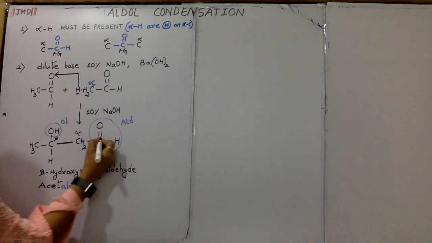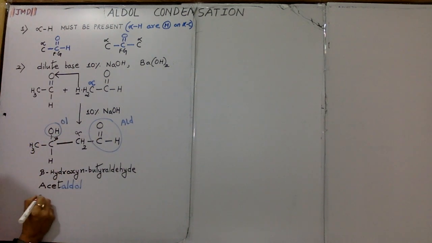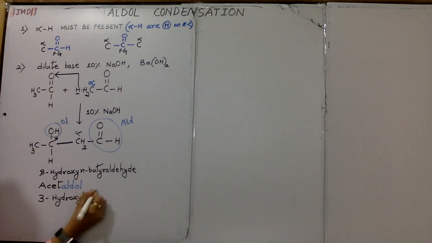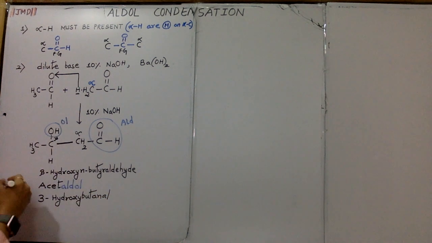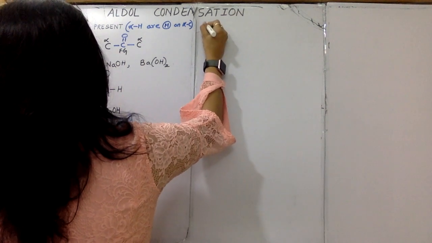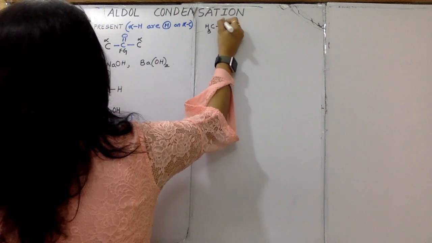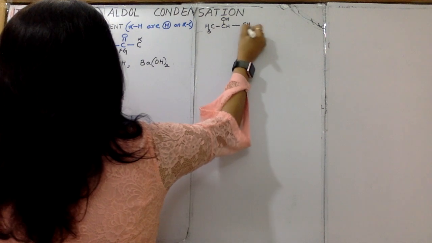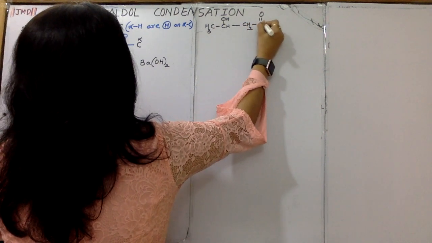What about the IUPAC name? This is 1, 2, 3, 4. So 3-hydroxybutanal. That is the IUPAC name. The reaction doesn't stop here. The last step involves elimination of a molecule of water from this. I just write the aldol, CH3CH(OH)CH2CHO.